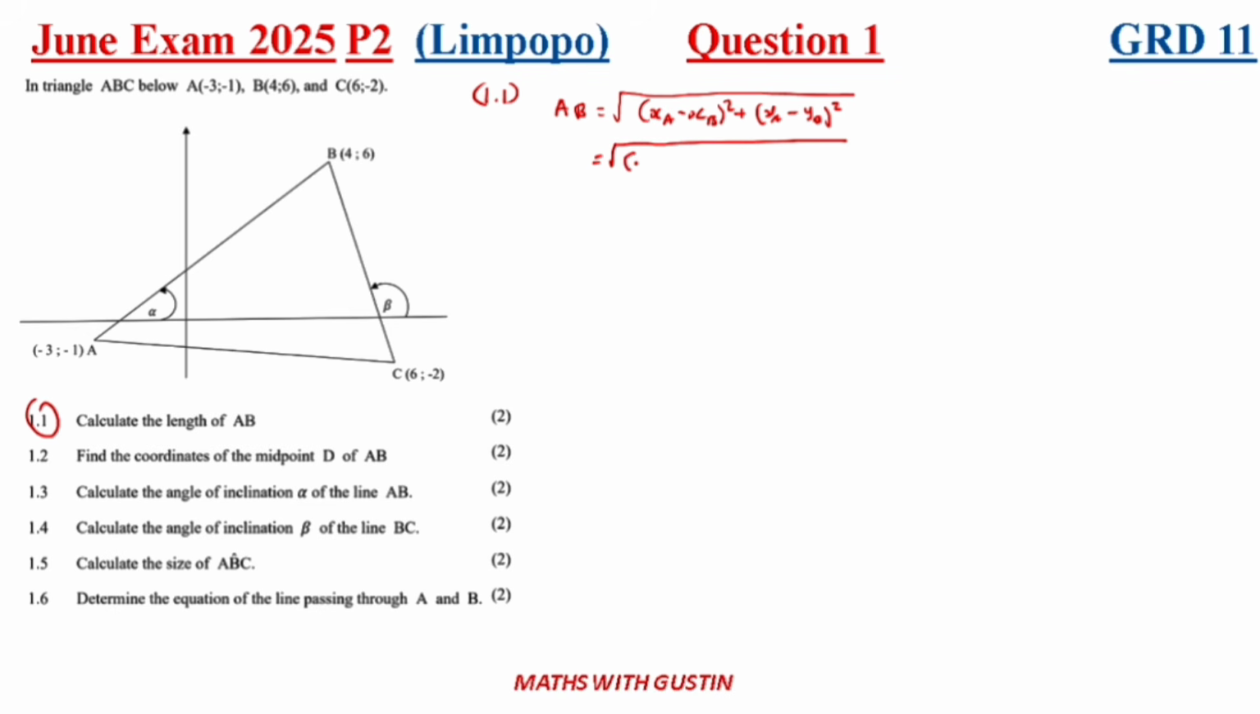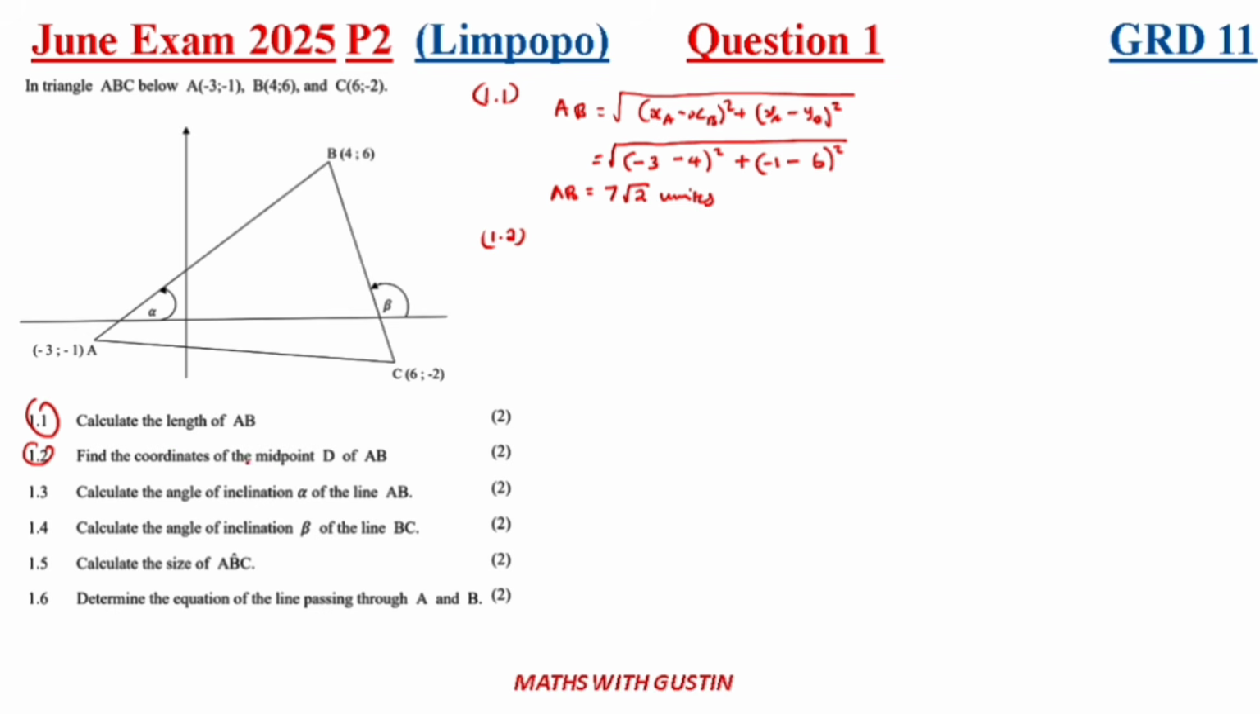Right, so x at A is given by minus 3, then minus x at B, minus 4, all squared, plus y at A, minus 1, minus 6, all squared. Punch that into our calculator. We're going to get that AB is given by 7 square root of 2 units. I just put units here, guys. If they gave you the units, please put them down there. All right, and that's how it is. Straightforward distance formula.